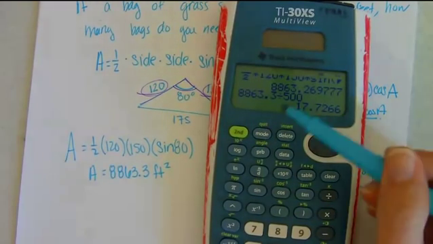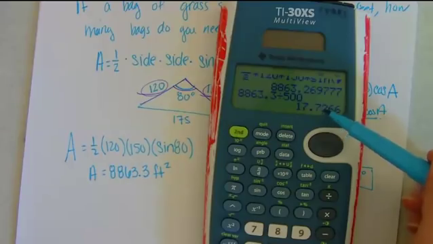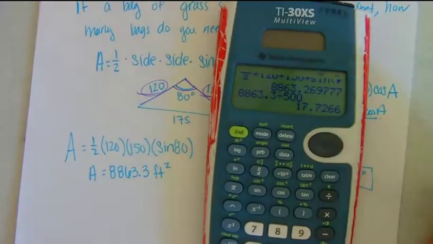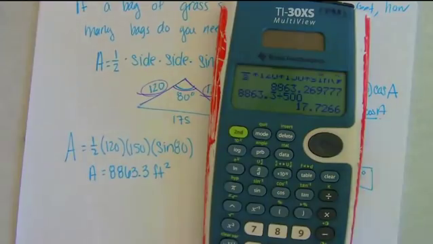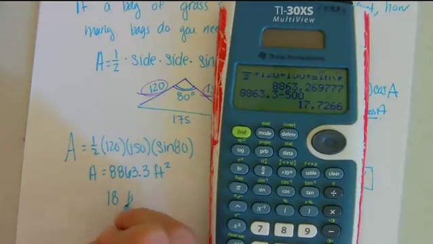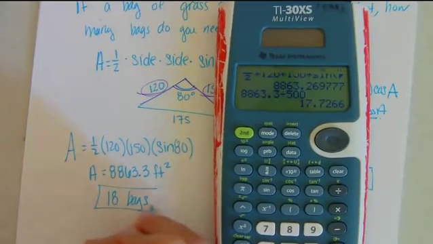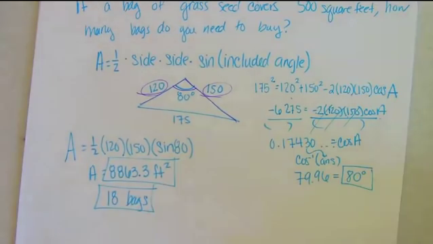Even if I got 17.03 or 17.2, I'd still have to round up. So it doesn't matter that this number right here is a 7 and making me round up. I could get 17.1 and still have to round up, because if I got 17 bags of grass seed, that's just not going to be enough. So 18 bags. So we've got lots of different answers here for our problem. All right, guys, you're killing it.